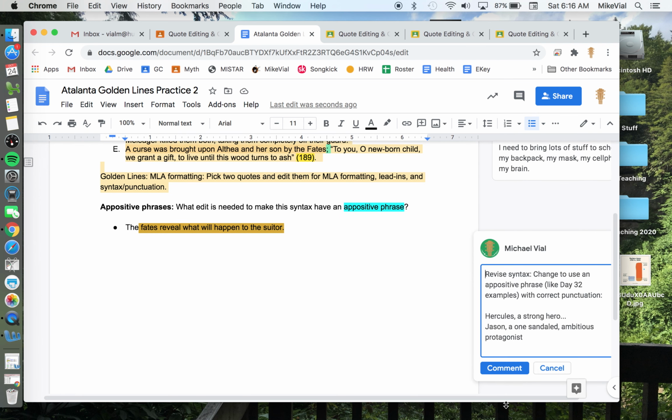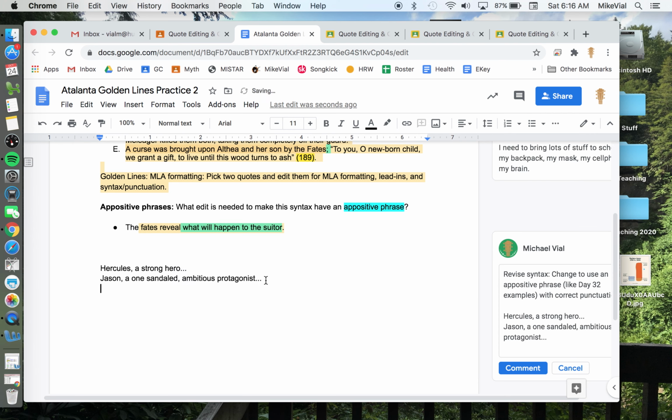And this is the common comment I'm giving back to you. So look at my example here. This isn't a complete sentence, but it's showing you the appositive phrase after Hercules. Hercules, comma, a strong hero. Or Jason, comma, a one-sandaled, ambitious protagonist. These appositive phrases add description to a noun.